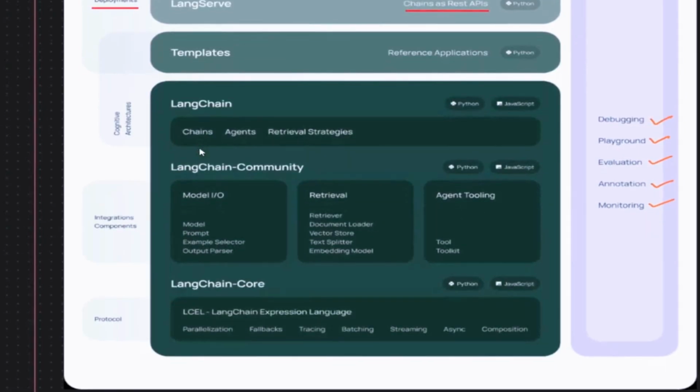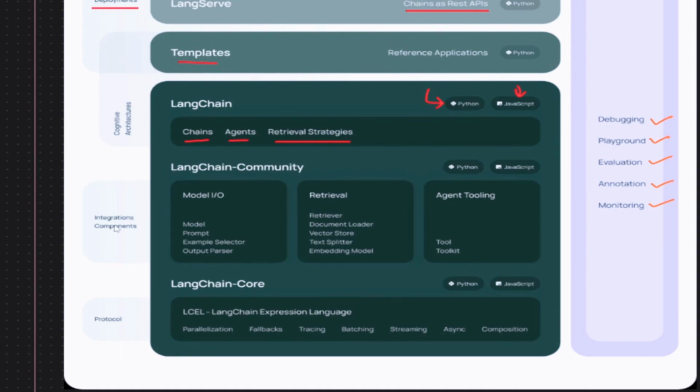Okay. The third thing that you really need to understand is about templates. So there are different templates, reference applications. With respect to LangChain, you need to understand these three important things: chains, agents, and retrieval strategies. We'll try to understand how these things work, and you will be able to get the code with respect to Python and JavaScript. But my main aim will be Python, because in some articles it was already said that AGI applications are going to be created in Python.